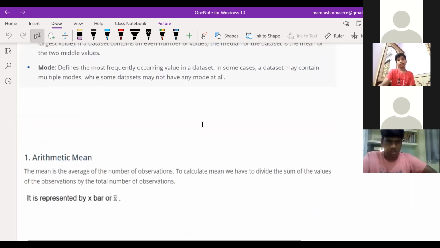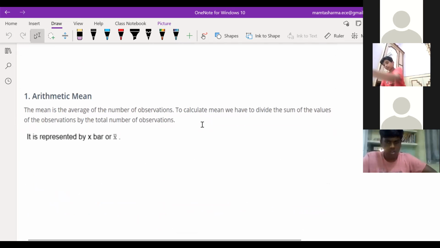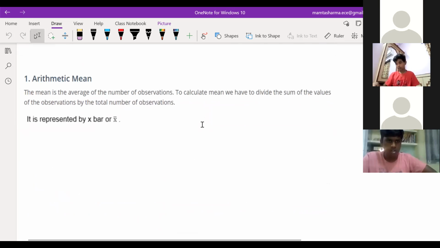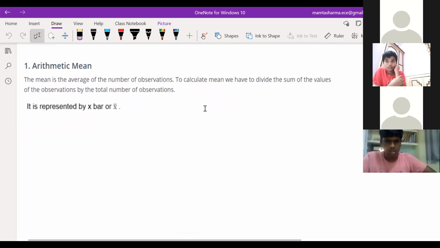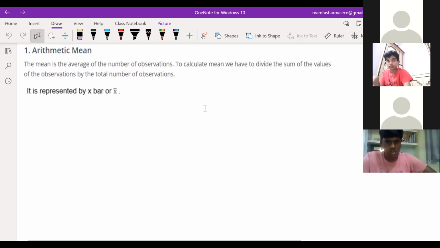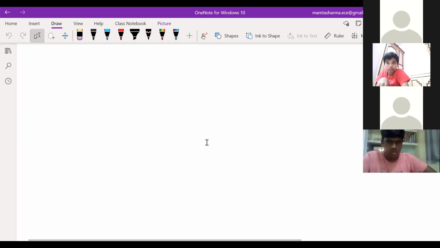Okay. Now we will see them one by one in detail. This was the brief introduction. Now tell me, what do you mean by arithmetic mean? See, we will see it by example.